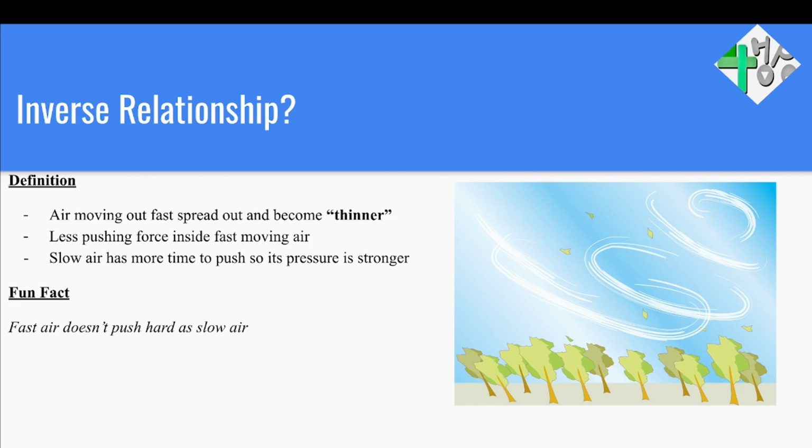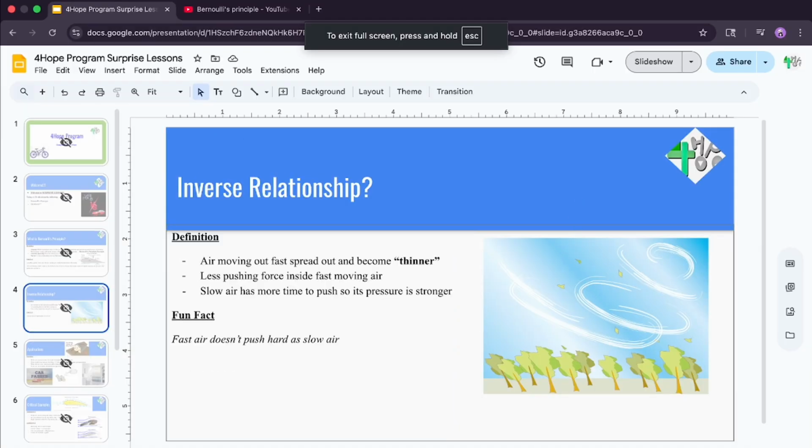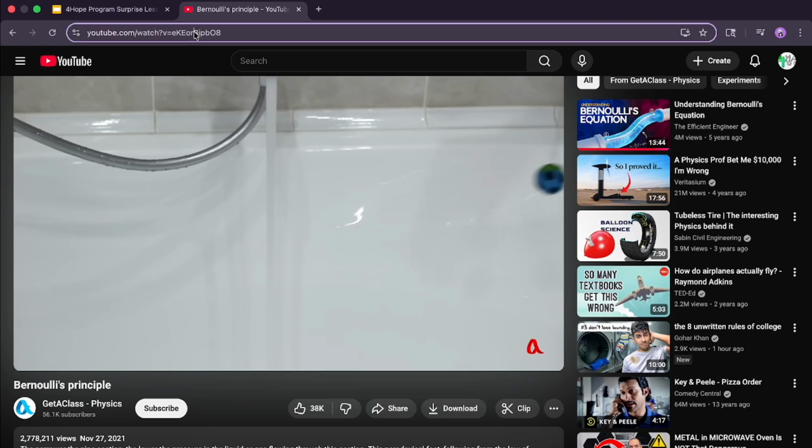The fun fact about this is the fast air doesn't push as hard as slow air. If there's slower air, that means you need more pressure to make that air move around, essentially, in general. So that's really cool. Now let's take a look at this. It's a fun lab activity that was talking about, I believe, the inverse relationships, if I'm not mistaken. So let's take a look at that.